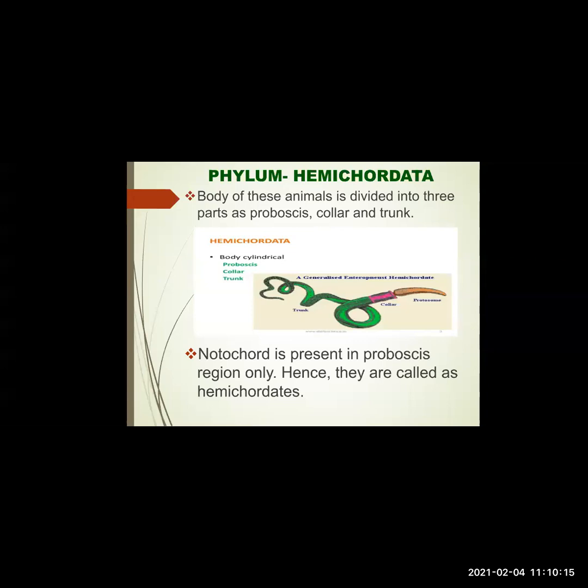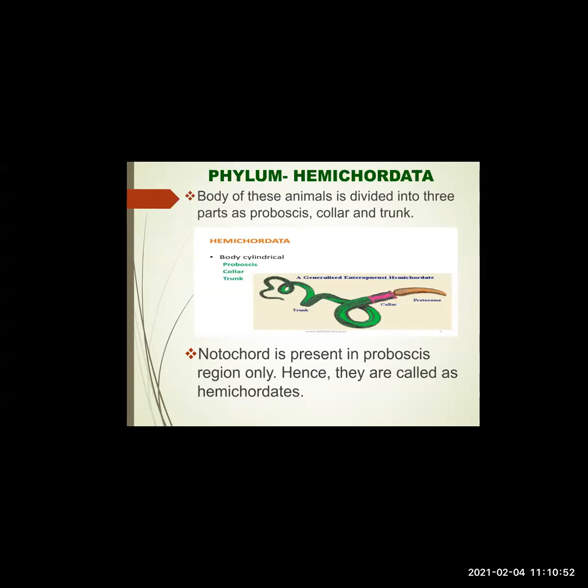Now, the name Hemichordata. Why the name Hemichordata? We are studying about non-chordates, and you remember one of the characteristics of non-chordates? Notochord is absent. But in the case of Hemichordata, the notochord is present in the proboscis region. That means this region here, the notochord is present. That's why they are called hemichordata or hemichordates.